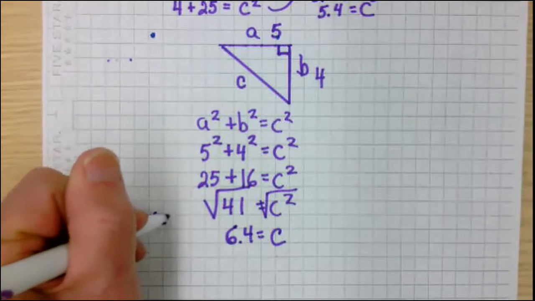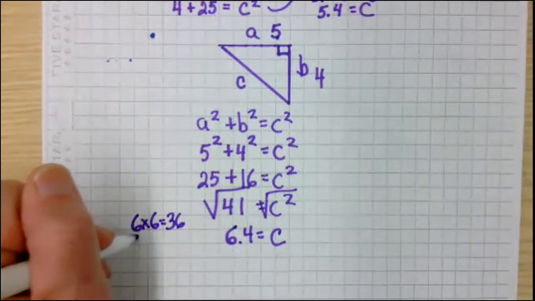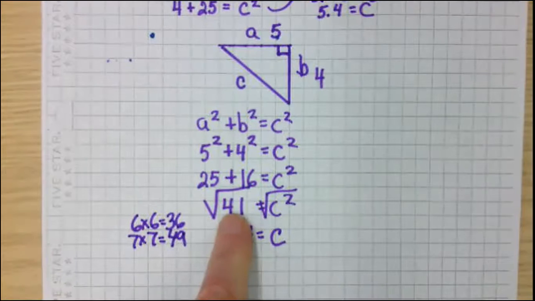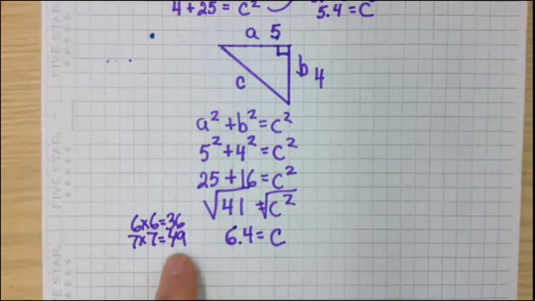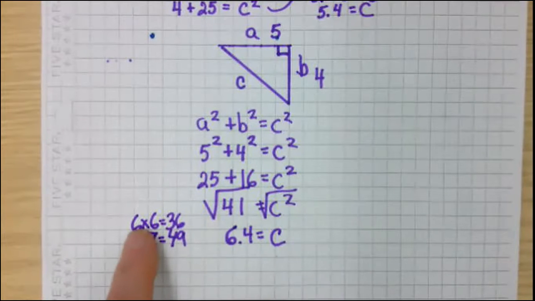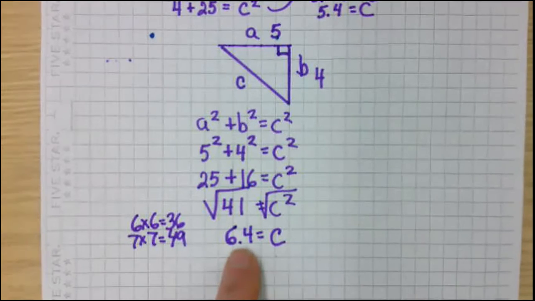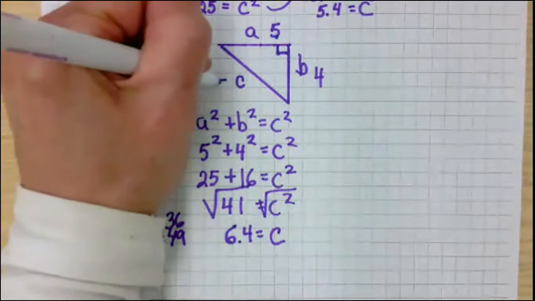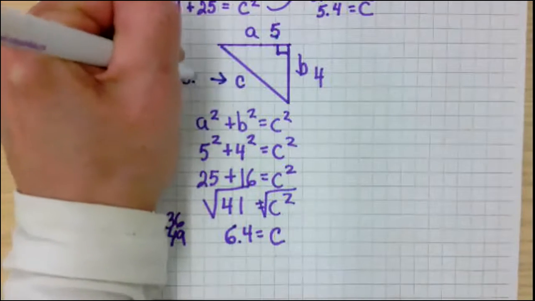6 times 6 is equal to 36. 7 times 7 is equal to 49. 41 is right in between there. A little bit closer to 36 than it is to 49, so it's a little bit closer to 6. So that's where 6.4 came from. So the length of this side here is 6.4.